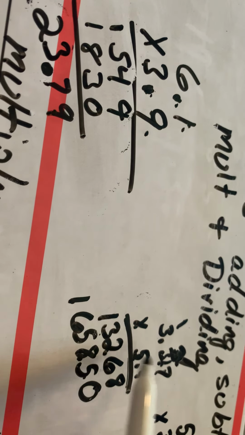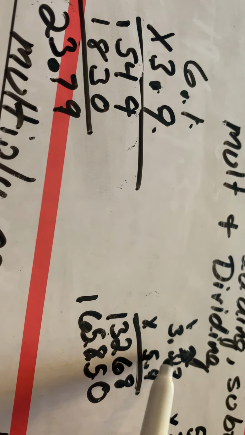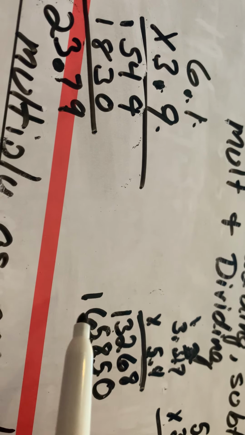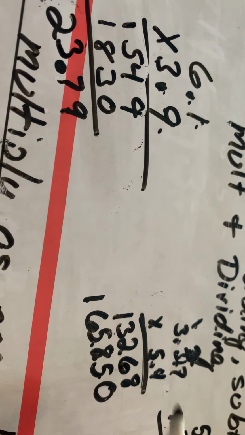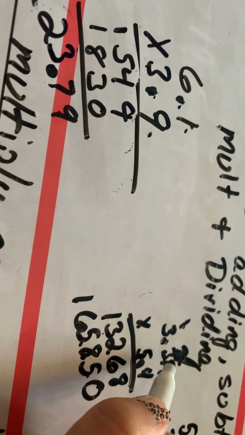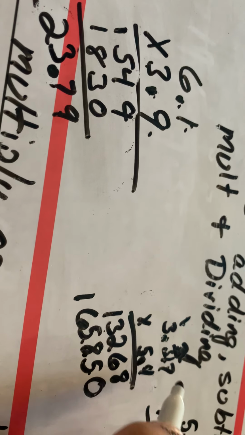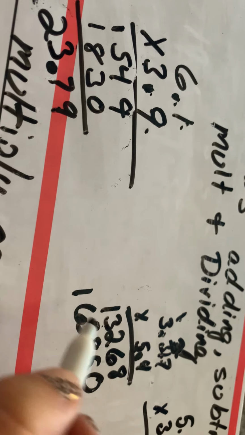So 15. Put the 5 here, carried the 1. 5 times 3 is 15, plus 1 gave me 16, right? Now, the decimal spots are here and here. So what I need to do is go and count how many decimal spots. 1, 2, 3, 4. Okay?